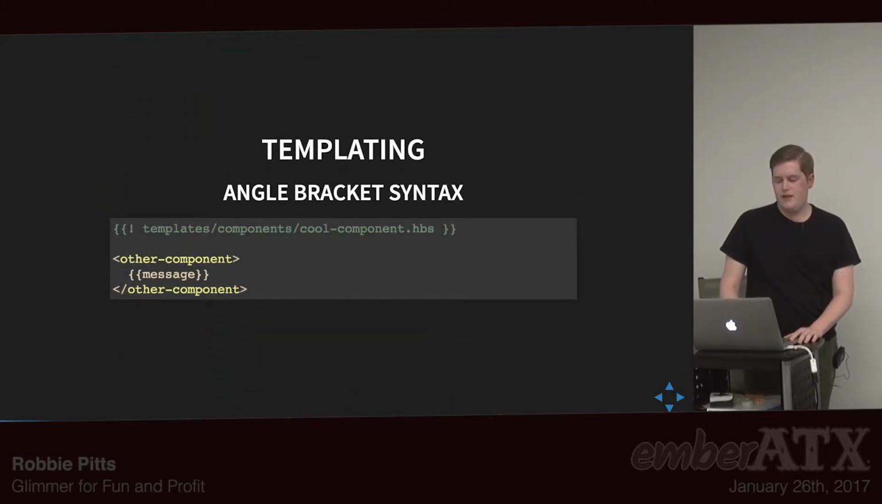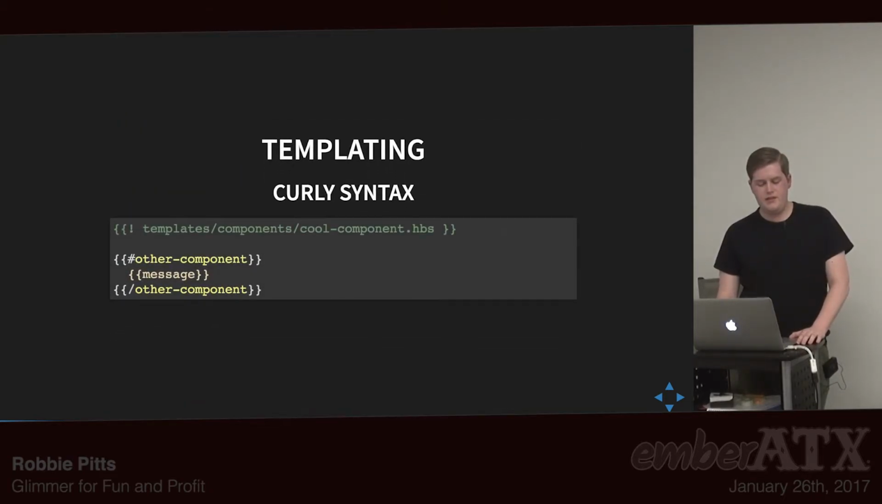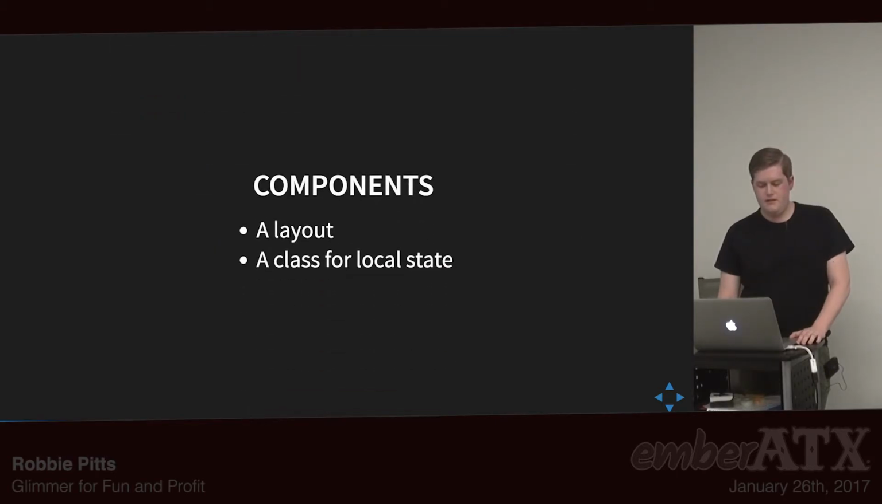And then angle bracket syntax. This is a component, other component, and it's analogous to this in the curly syntax. So Glimmer is also components. It manages components and renders them. And what a component needs is a layout and a class for local state.